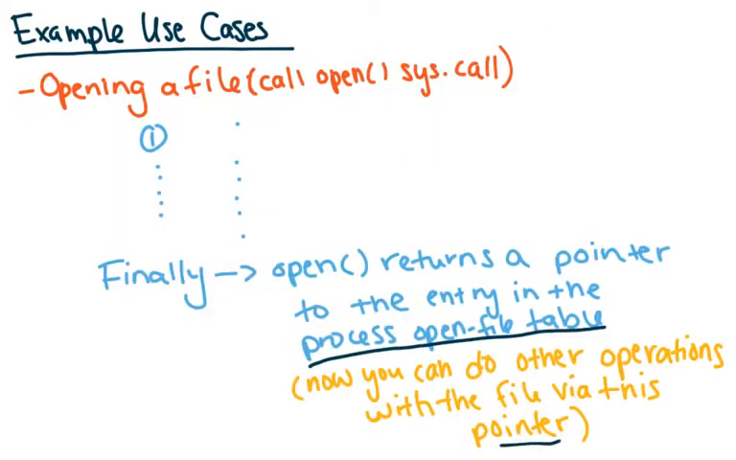The last thing that happens when you open a file is that open actually returns a pointer to the entry in the per process open file table, and now any other operations you do to that file will be done via this pointer.